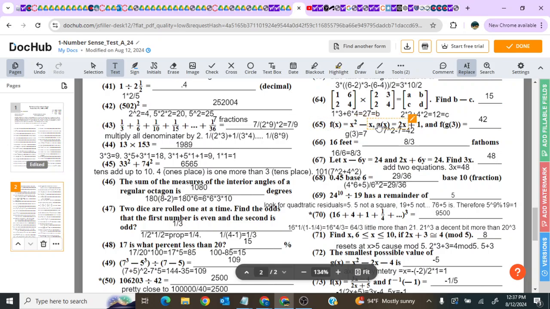16 feet is how many fathoms? There are 6 feet in a fathom. Divide by 6, get 8 over 3.